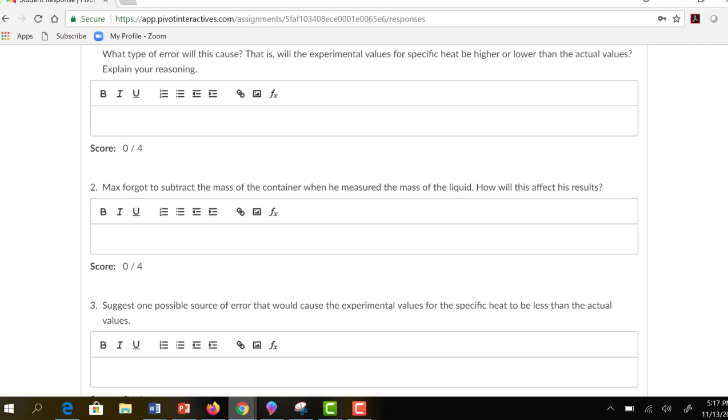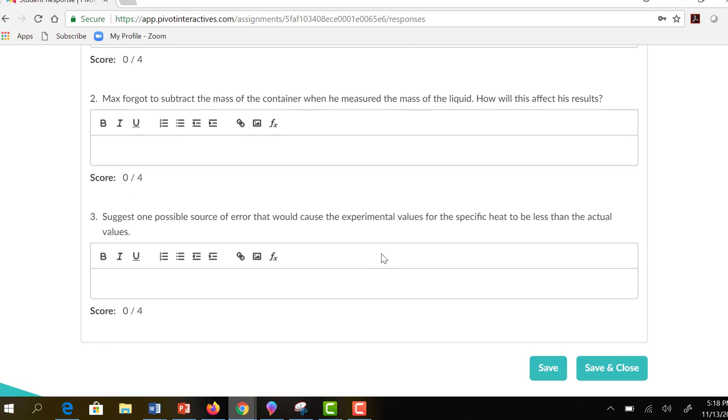Number 2, Max forgot to subtract the mass of the container when he measured the mass of the liquid. How will this affect his results? And don't just guess. You have the formula for specific heat. What if the mass is more than you thought it was? How would that actually affect the specific heat that you calculate? Okay, and then suggest one possible source of error that would cause the experimental value for a specific heat to be less than the actual value.